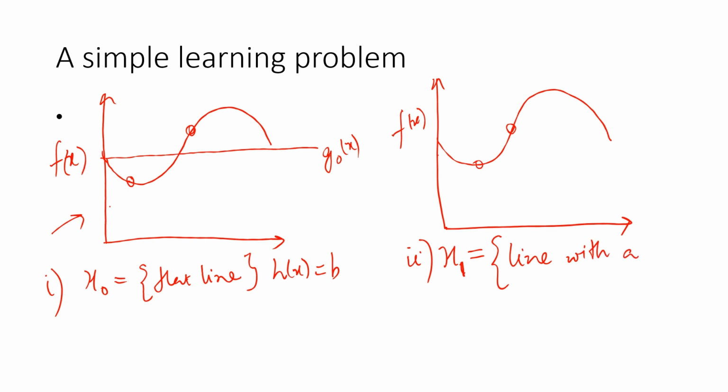Line with a slope. Well, something like this form, ax plus b, right? So this is slightly more complex than this one, because I can change two parameters here: the intercept and the slope. Because this is more complex, it gives me the ability to really fit a line like this, right? So this is my G1 of x.